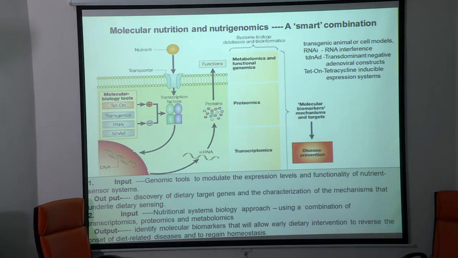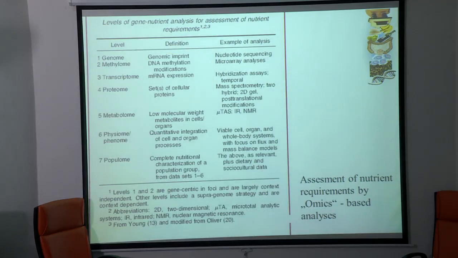You can discover dietary target genes and characterize the mechanism that underlies the dietary sensing by the first approach, that is the traditional approach, in which you just use functional genomics to modulate gene expression. Or you can identify molecular markers that will allow early dietary interventions in order to reverse the effect of diet-related disease and bring back the normal cell homeostasis.